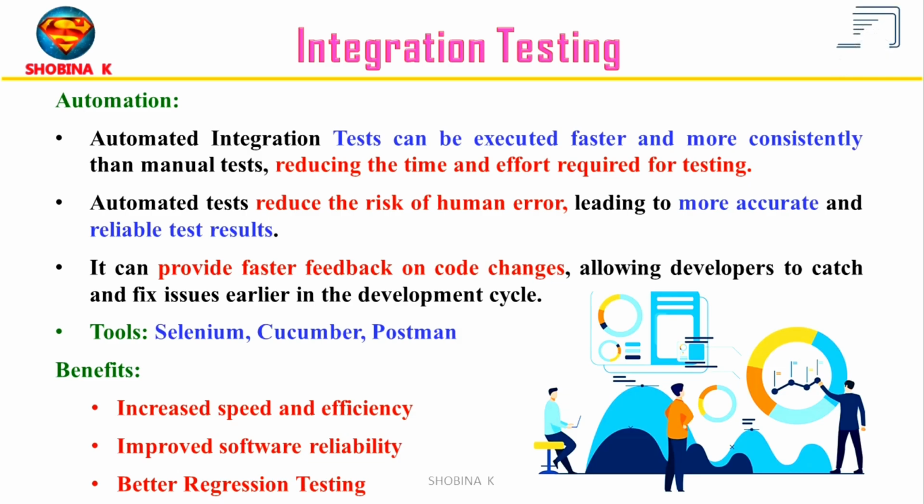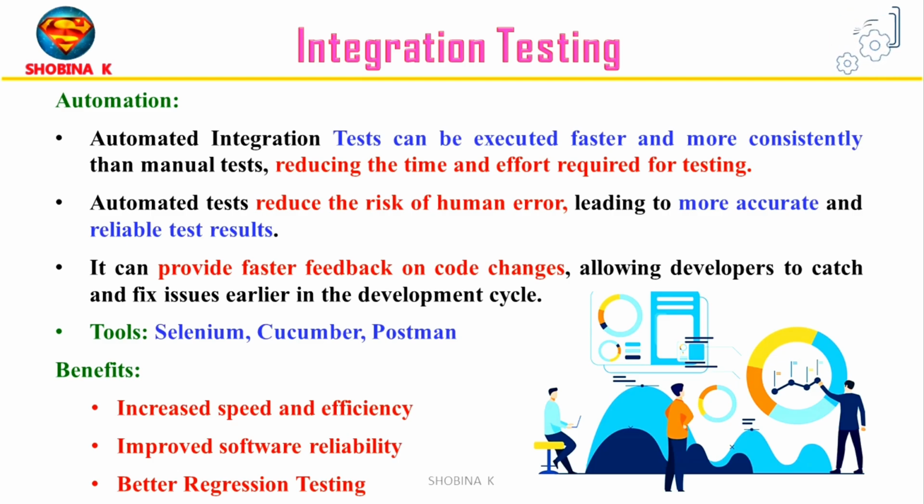And here are the benefits of automated integration testing. Increased speed and efficiency. Automation helps to increase the speed and efficiency of the testing process, which reduces the time to market and manual effort required for testing. Next, improved software reliability. Automation helps to identify defects early in the development process, which will lead to better software quality and reliability. And next, better regression testing.